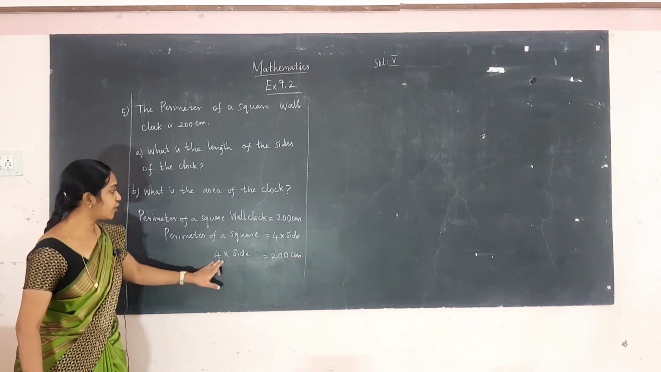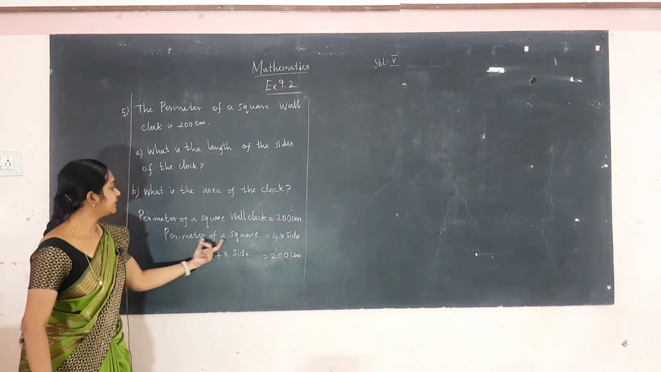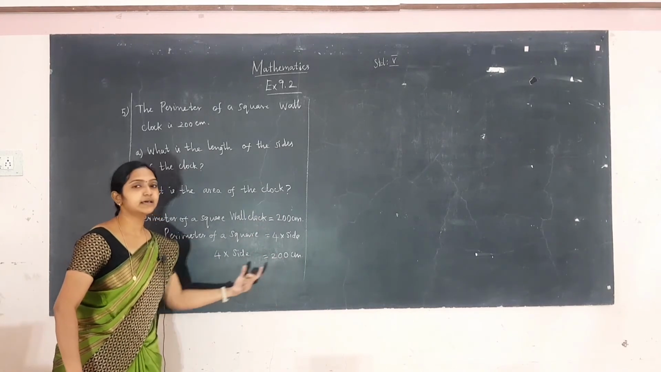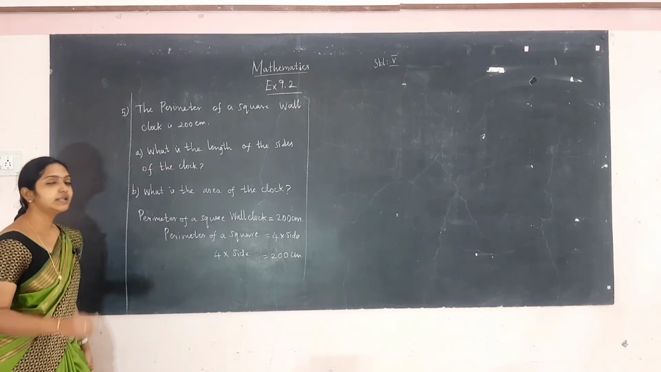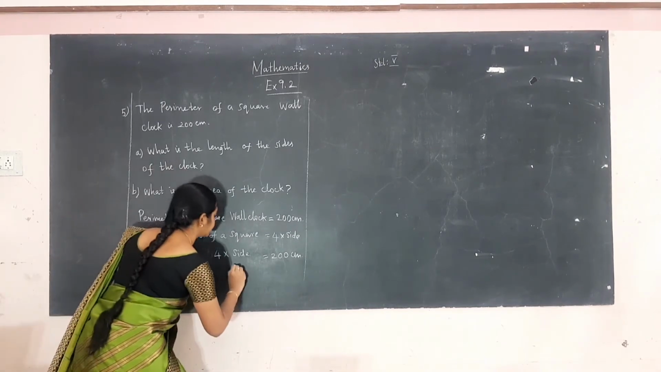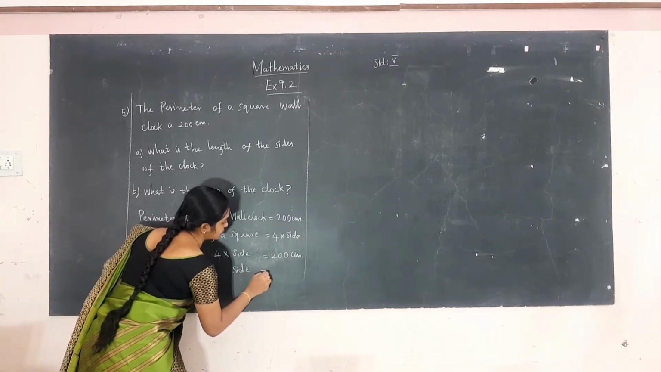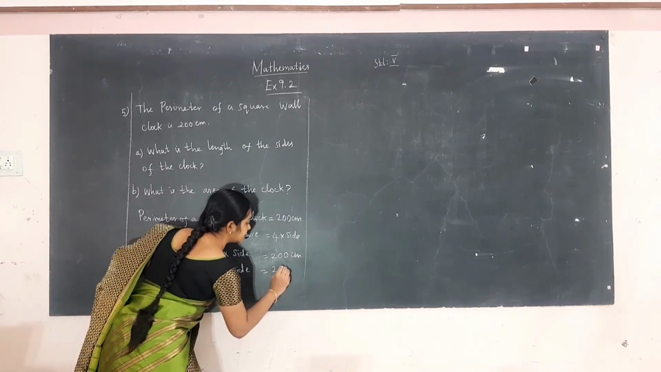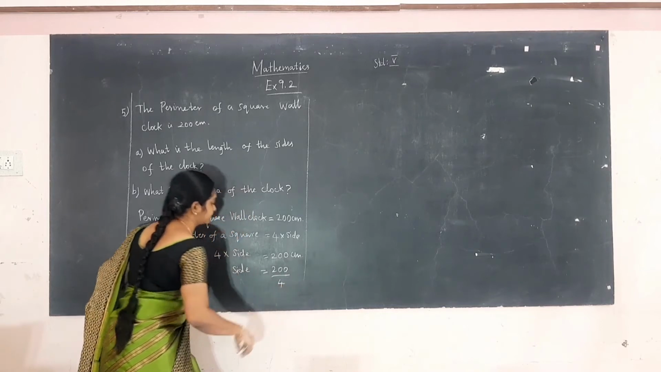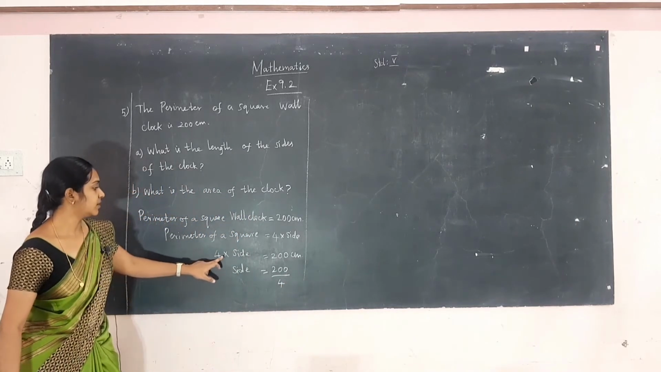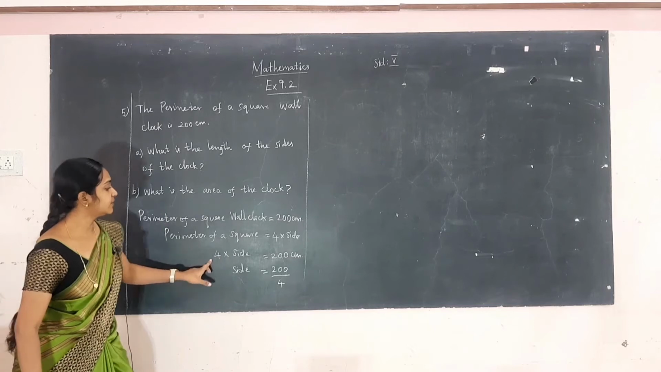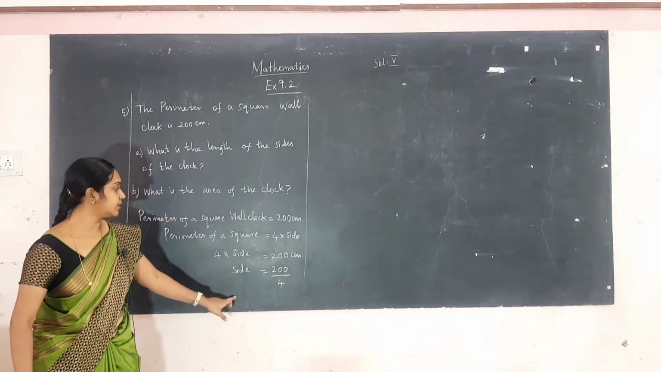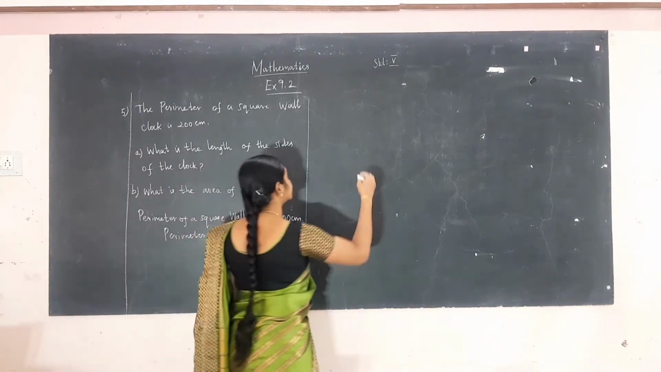The perimeter formula is 4 into side and the perimeter of the square wall clock is given as 200 centimeter. So, compare these two values. We need the side of the square wall clock. So, we have to divide 200 centimeter by 4. This multiplication will move here as division. So, we can get the side of the wall clock.